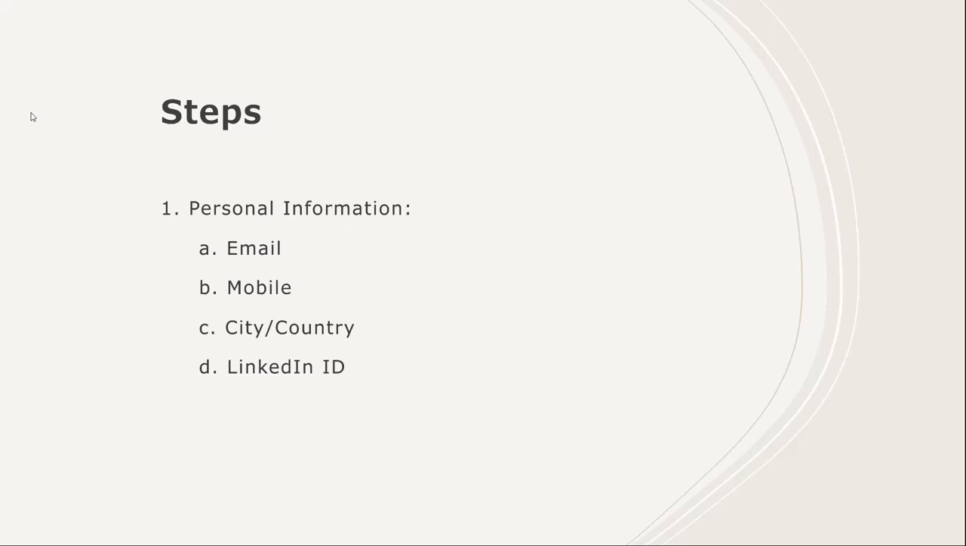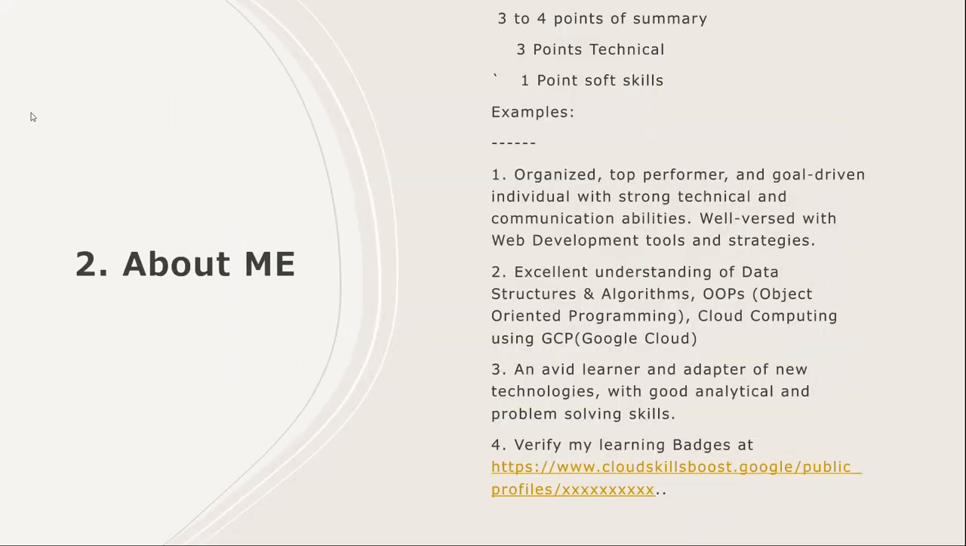Firstly we need personal information: email, mobile number, city and country, and mainly your LinkedIn ID. You need to have some about me points, which will be your professional summary. It should contain 3 to 4 points. If you are taking 4 points, then 3 points should be related to technical skills and 1 point should be about your soft skills.